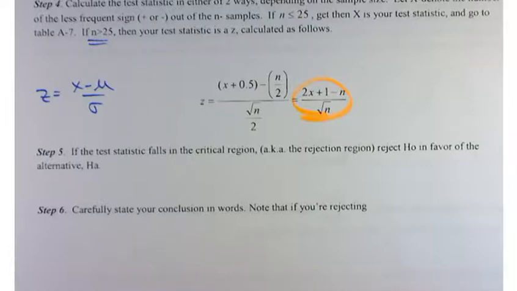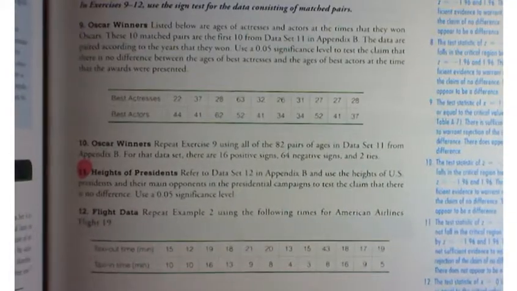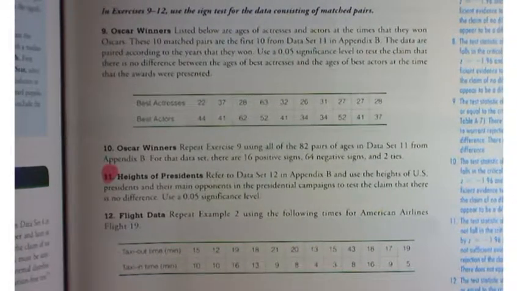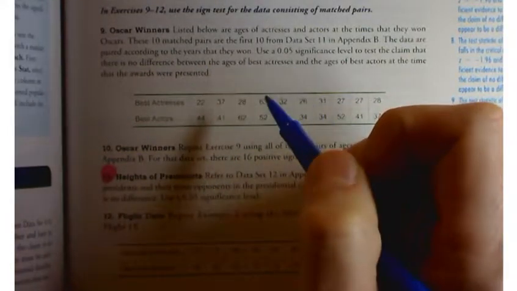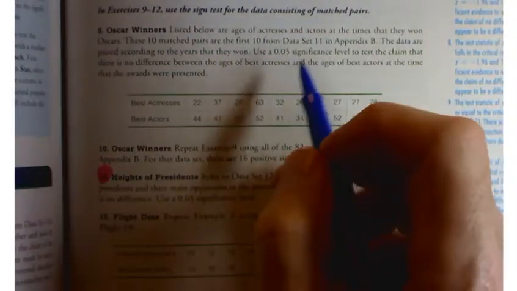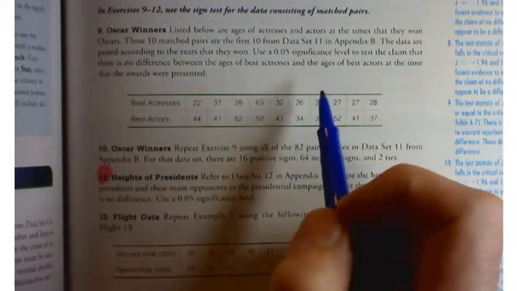So let's start with one of the homework problems, and if it's okay with you, I'll probably be doing a couple of your homework problems. We'll start with problem number 9. It says we've got 10 matched pairs of actresses and actors. The same year that they won the Oscar, they looked at their ages. The data are paired according to the years that they won. Use a 5% significance level to test the claim that there is no difference between the ages of Best Actress and the age of Best Actor.